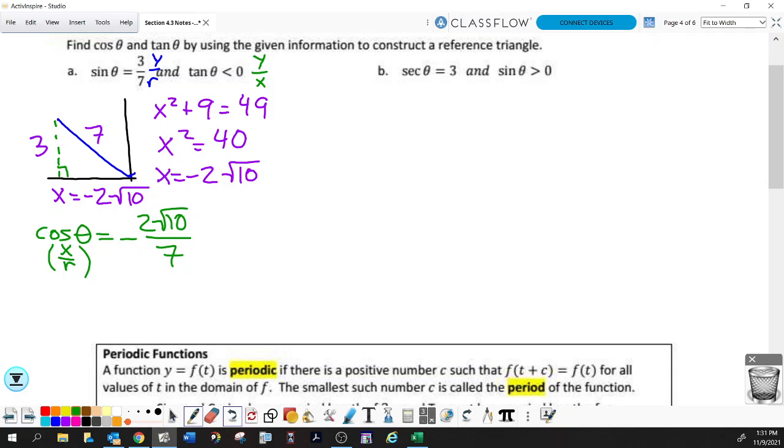And then what's left? Tangent. All right. Tangent of theta, we've already written on the slide up there that it is y over x. So it is negative 3 over 2 root 10. We don't need to rationalize the denominator. You can leave it like that. What do you think? It's like a little math puzzle, you know. The first piece of information tells you that you're in one of two places. The second piece of information is necessary in order for you to know where theta actually is.